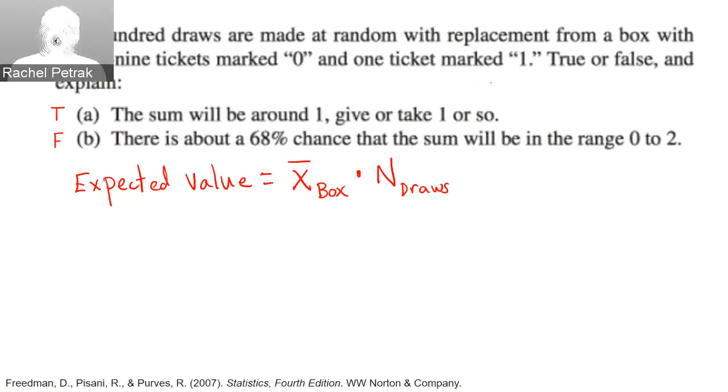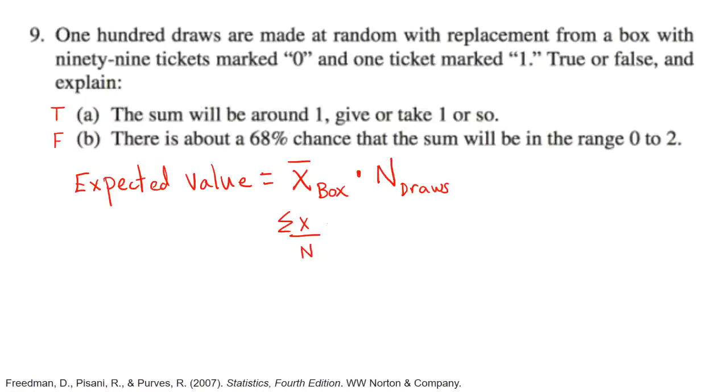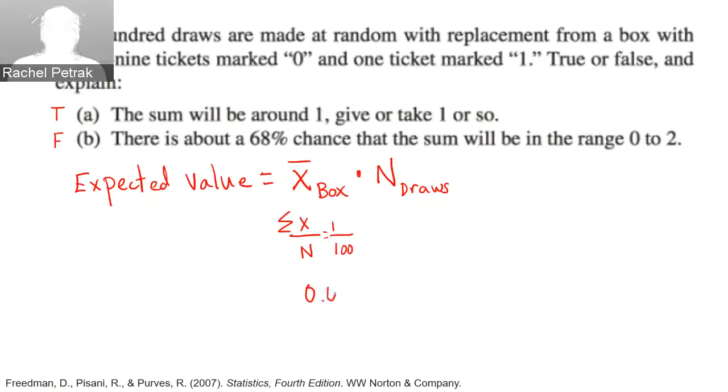So what's the mean of this box? It's 0.01, because we would take the sum of all of our zeros and 1. So the sum of x is going to be 1 over our n, which is 100. So the mean of the box is 0.01, but then we're going to multiply it by our number of draws and end up with 1 for our expected value.